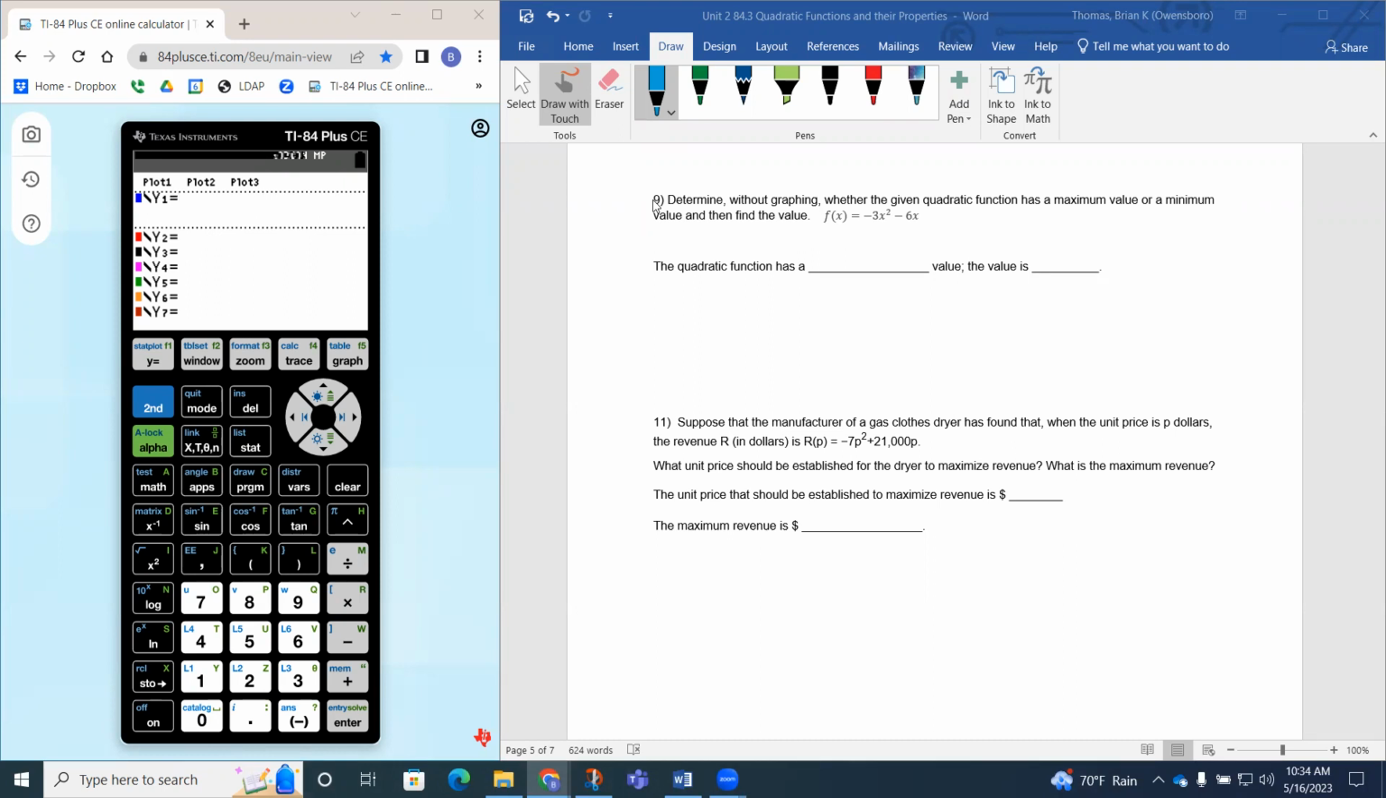So question 9 says, determine without graphing whether the given quadratic function has a maximum value or a minimum value and find that value. So again, notice how we do have a quadratic function. So we know this is a parabola, and a parabola either opens up or down. And since the coefficient of the quadratic term is negative, we do know this graph opens down. So if it opens down, this graph is going to have a high point, which is going to be described as a maximum.